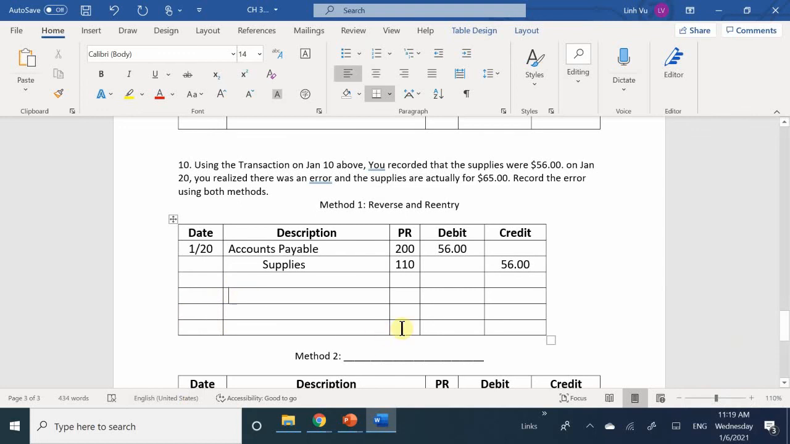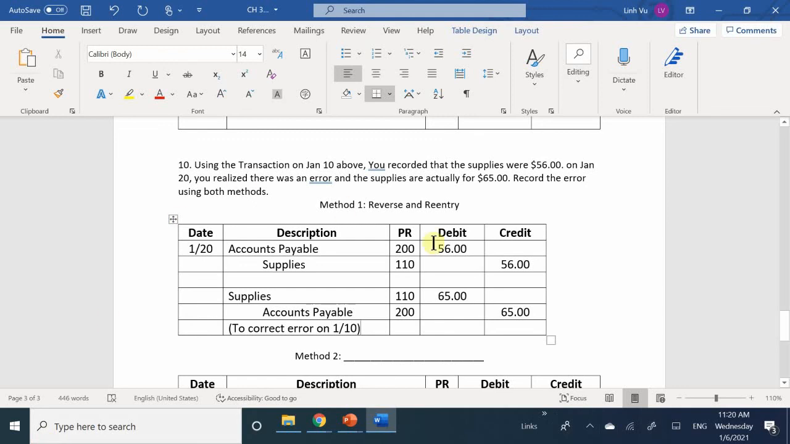Now, how do I re-enter with the correct amount? Debit supplies, good, 65. Credit accounts payable, 65. Good. And I'm going to write a little note here to correct error on January 10. Okay, so there you go. That's the first one, which is the reverse and re-entry.